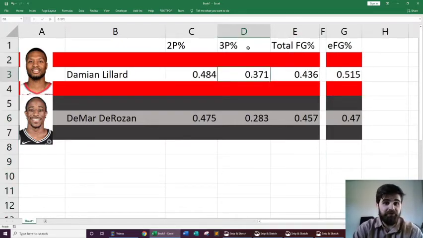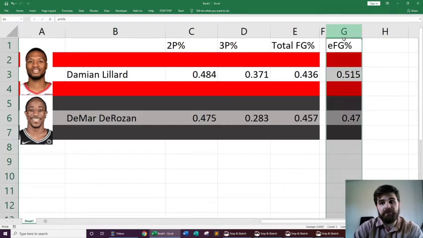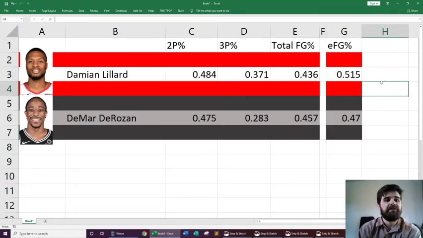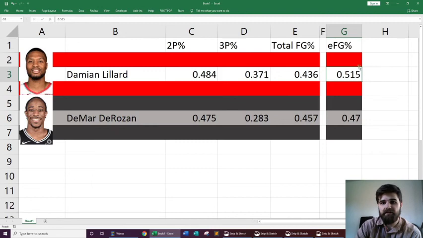Basically, you get an extra point for this shot, which is why it's harder, so you get some bonus points for that. So if you look at effective field goal percentage, you actually see Damian Lillard has a higher overall percentage. So this is one way that basketball statisticians have sort of tried to fight around this paradox and get a better idea of the true story.